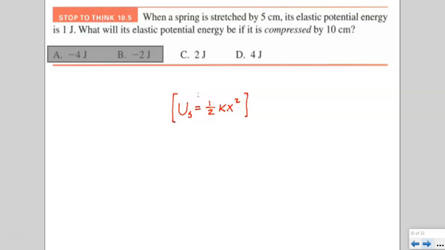All right, the direction doesn't matter, whether it's stretched or compressed, because again, we're squaring that x. So even if we stretch at 5, compress at 10, we don't care if it's stretched or compressed. We care about the 5 centimeters and the 10 centimeters. So 10 centimeters is twice the size of 5, but because that x is squared, 2 squared is 4, it would result in 4 times the elastic potential energy.